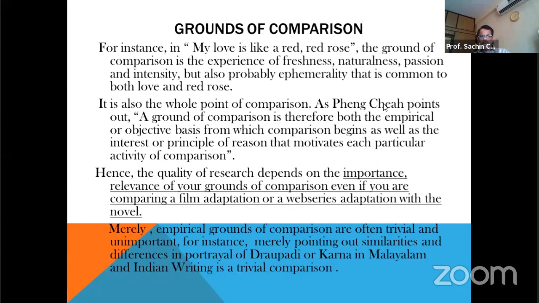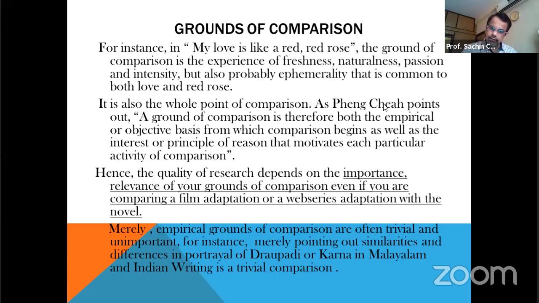For instance, look at a very famous comparison here. My love is like a red, red rose. And that's a very famous lyric by Robert Burns, I guess. My love is like a red, red rose, newly sprung in June. So what is the ground of comparison here? The ground of comparison is the third term, which is neither love nor red rose. The third term is maybe freshness, maybe the naturalness of love, or maybe passion and intensity, but also probably how ephemeral it is, right? Which is common to both the things, love and rose. So that's the whole point behind comparison. Now, this is what we mean by grounds of comparison.